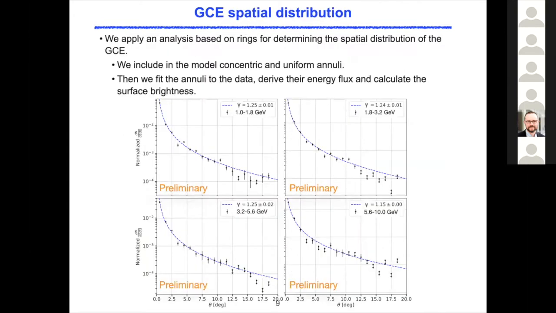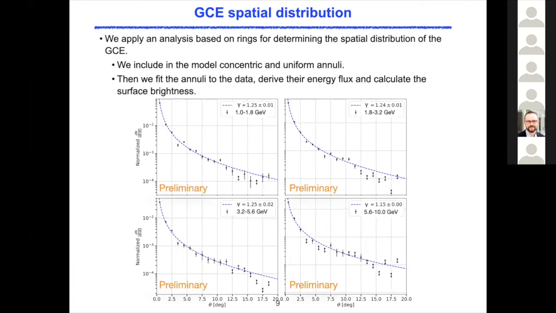The second quantity I would like to quantify is the spatial distribution of the Galactic center excess. And so the technique I used is independent from the particular dark matter spatial template. So I include in the model concentric rings, and I test a different size for these rings, and then I fit the rings to the data. After the fit, I find the surface brightness of each ring. And in this way, basically, you have a model independent, in the sense of the dark matter template, surface brightness data that I can use to fit the data and find what is the spatial morphology of the Galactic center excess.